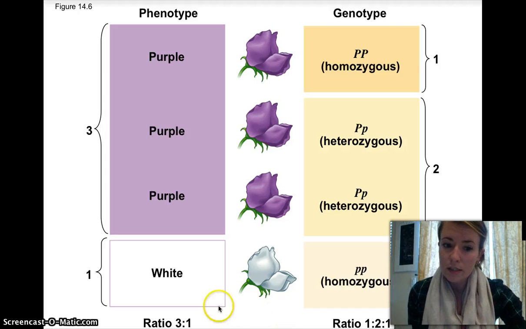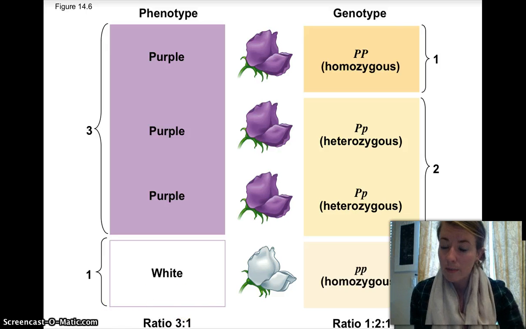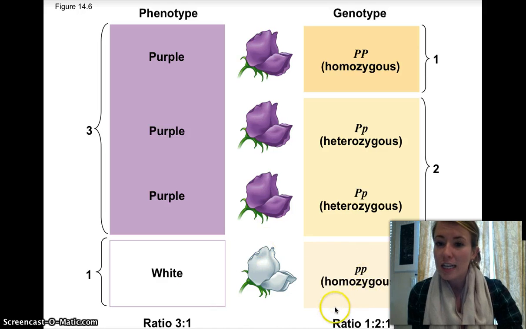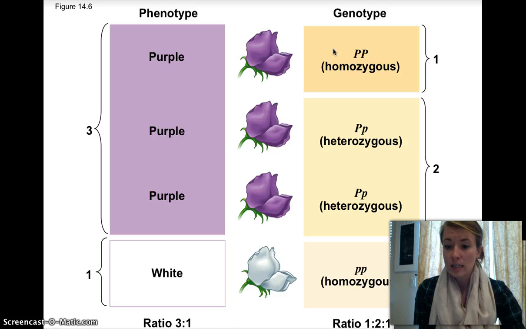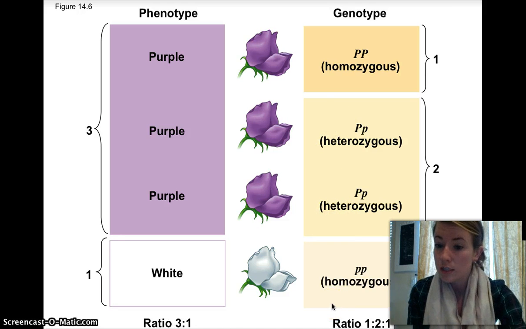Remember that Mendel saw ratios of 3:1 for dominant to recessive phenotype. And that's what we're usually going to see. But that's different than the genotypic ratio, which here is 1 homozygous dominant to 2 heterozygous to 1 homozygous recessive. So the genotypic and the phenotypic ratios are not always going to be the same.